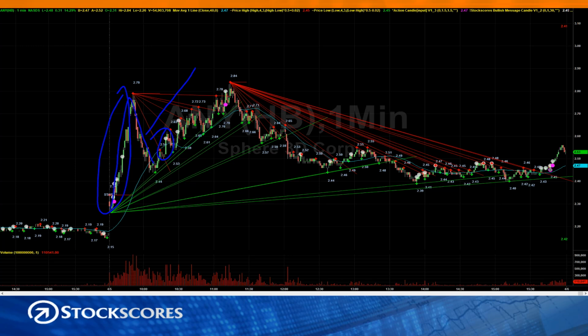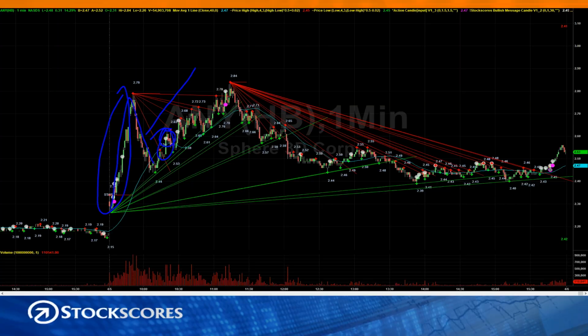Now this little white dot here is something called a message candle. It's similar to an action candle. It's called a message candle, and it's an abnormal price move. And what we want to see is an abnormal price move that breaks the pullback. So that was entry number 2.